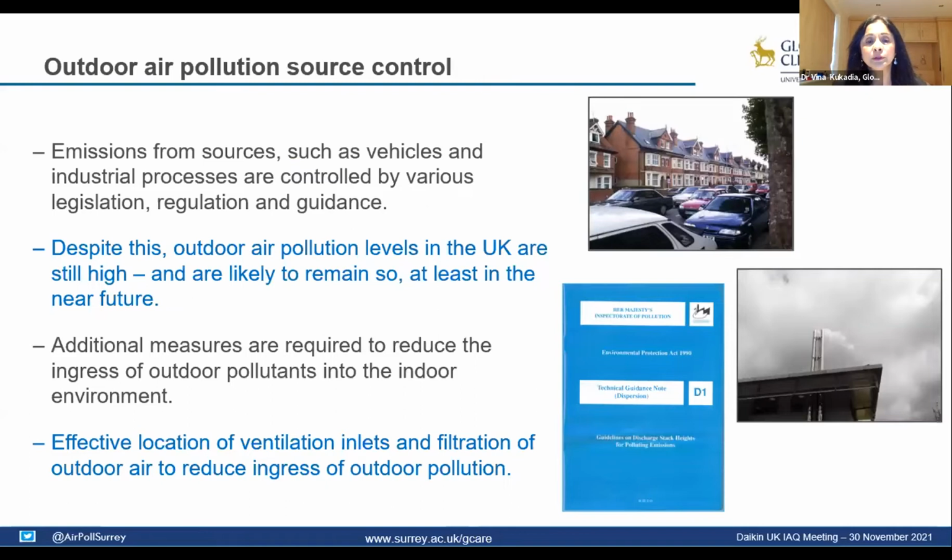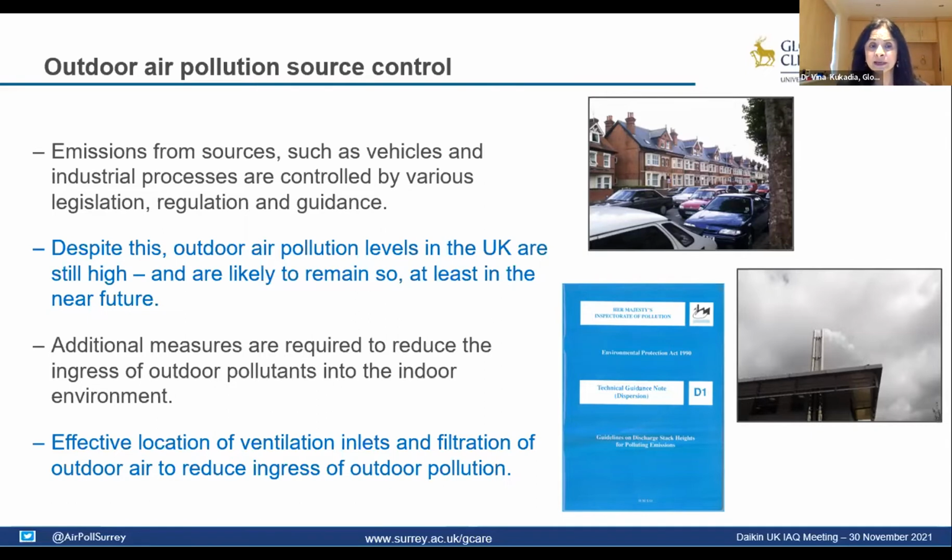So, for example, looking at outdoor pollutants and their emissions, such as vehicles and industrial sources, these are already controlled by various legislation and regulation and guidance. For example, the blue document there, which was written back in '93, for which I was one of the authors as well, looks at guidelines on discharge stack heights for polluting emissions. So for industrial processes, it deals with how to disperse the pollutants coming out from stacks effectively so that they don't affect the pedestrian level height, so at ground level.